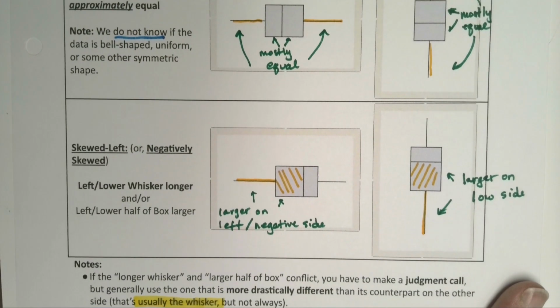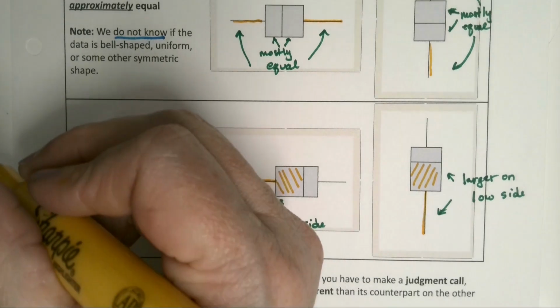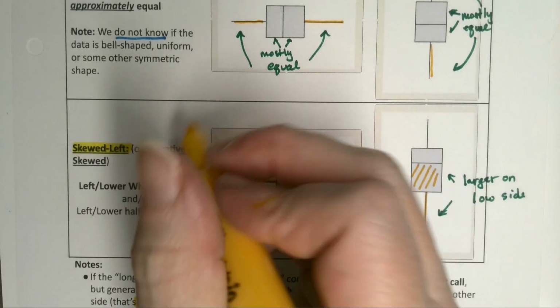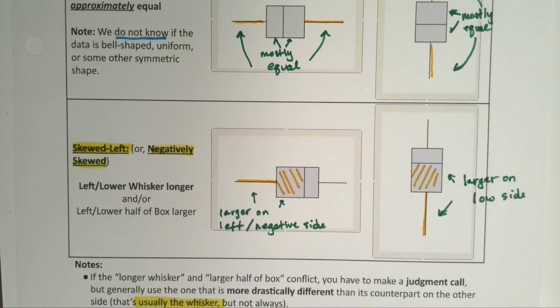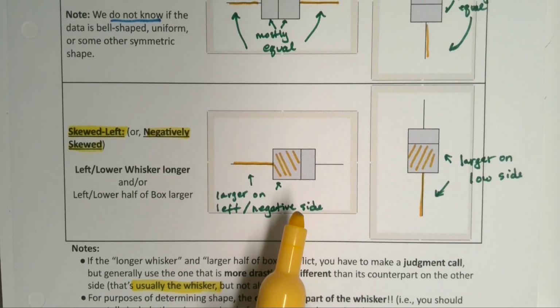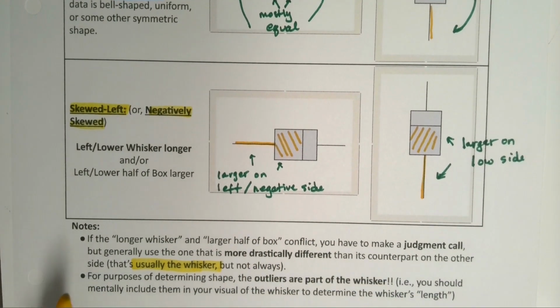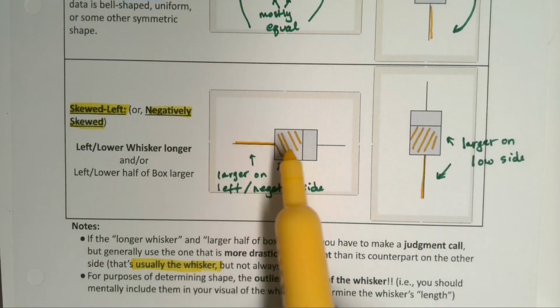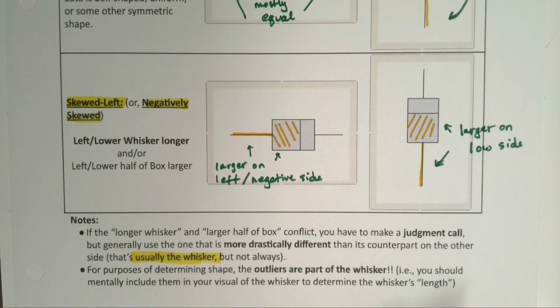And then there's skewed left. Skewed left would be a larger whisker on the left or a larger box on the left or both, right? So that's also known as negatively skewed because you're larger on the negative side of the number line, towards the negative side of the number line.